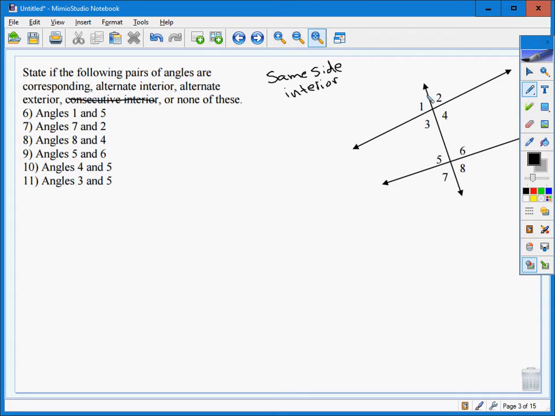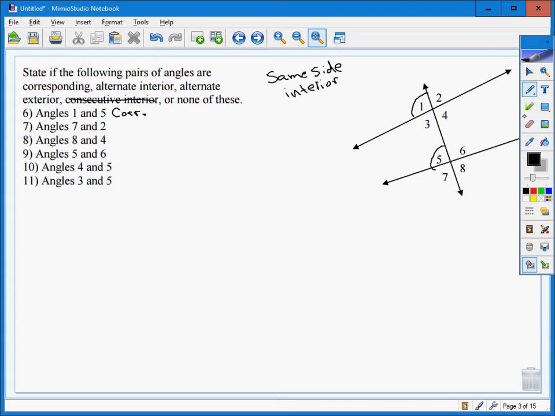Angle 1 and angle 5. Angle 1 and angle 5, they're on the same side of the lines, both on the top. They're on the same side of the transversal. These are corresponding, and I am just going to abbreviate.